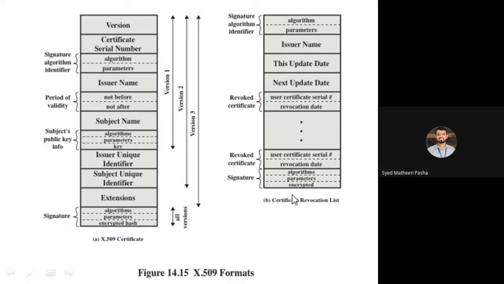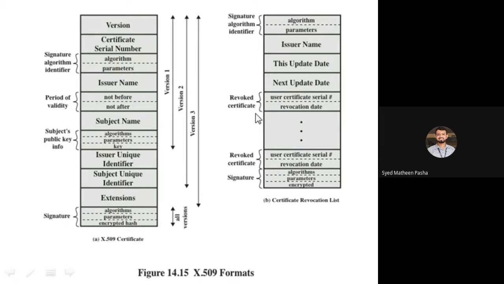Then comes another format. This is one, the initial default format. The second format is the certificate revocation list. This is another format with respect to the X509 certificate. First, it consists of the signature algorithm identifier, issuer name, then the update date and next update date. These two depend on the period of validity itself. Then the revoked certificate, again the revoked certificate, then again the signature.